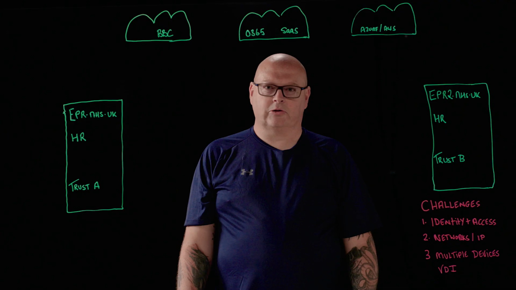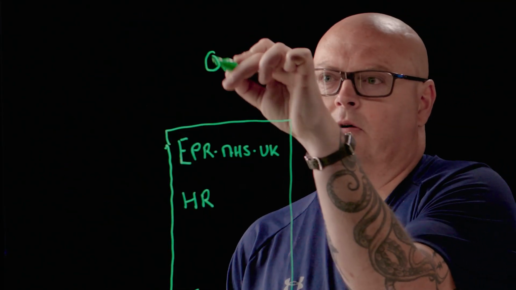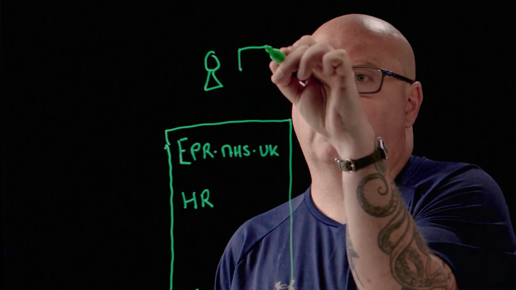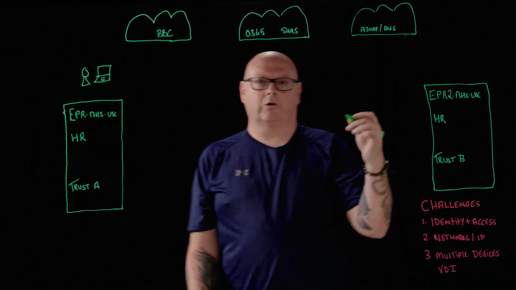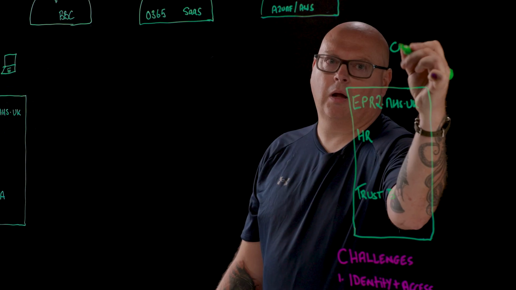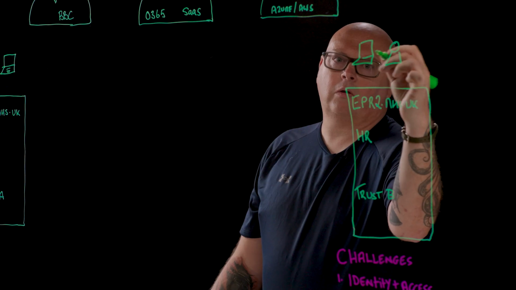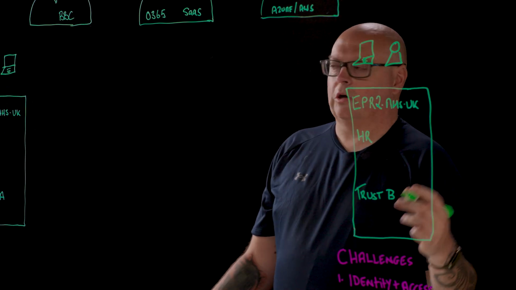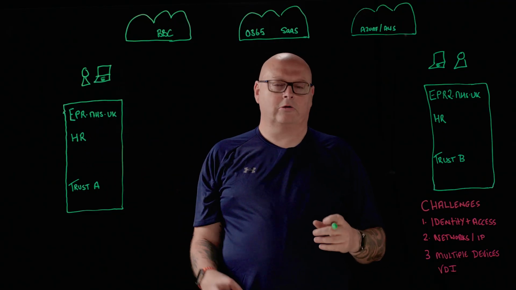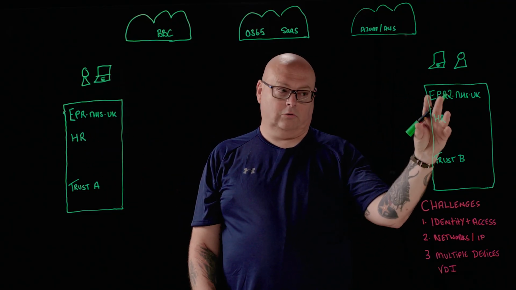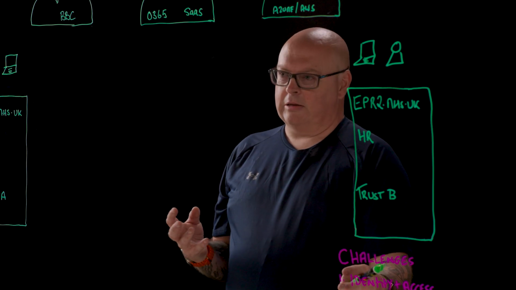Okay, so now we need to add some users into this solution. So let's draw some users for Trust A over here, and a laptop. And then we're going to do the same for Trust B, one laptop. Now, traditionally, the users in Trust A can only access Trust A's applications, and the users in Trust B can only use Trust B's applications. Why? Because of the challenge around identity and access.